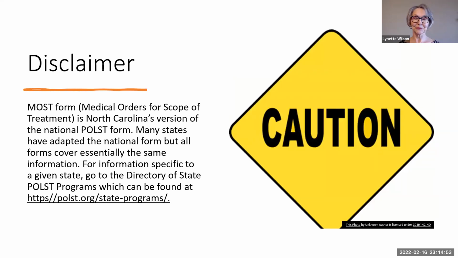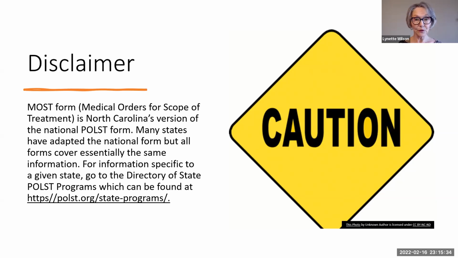Start out with a disclaimer. The MOST form, which stands for Medical Orders for Scope of Treatment, is North Carolina's version of a national form that's called POLST, P-O-L-S-T. POLST used to be an acronym for physician orders for life-sustaining treatment. It has now been recognized enough that in the latest research that I'm doing, POLST stands alone. It's no longer an acronym because it is recognized well enough in medical circles.